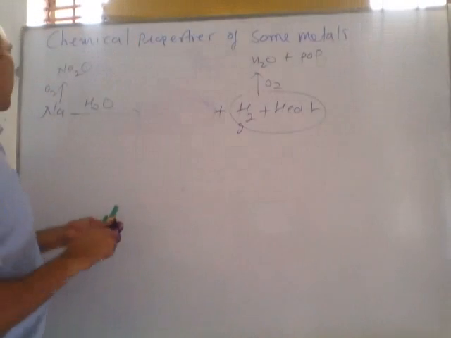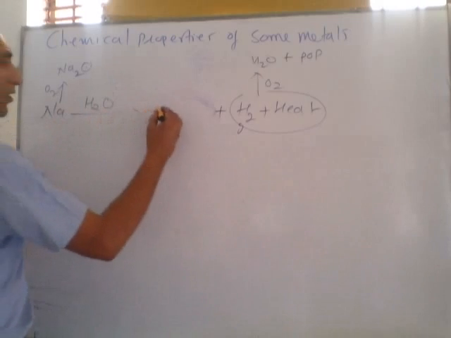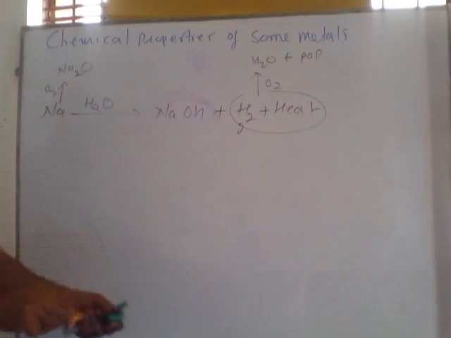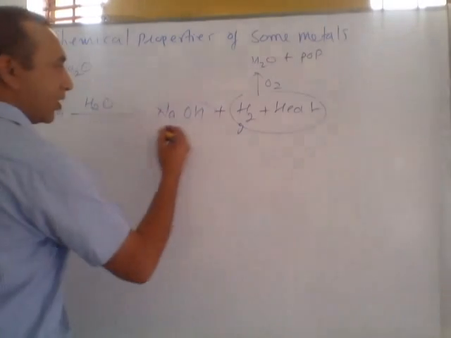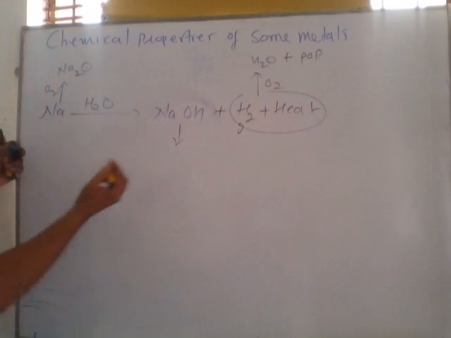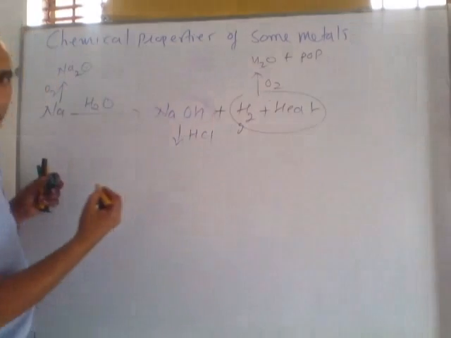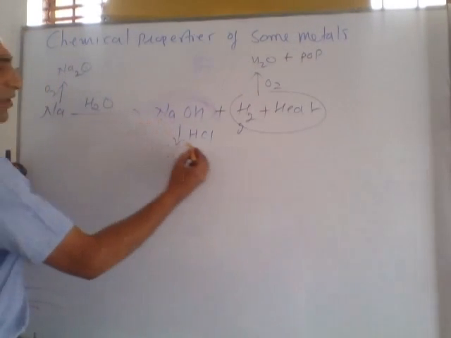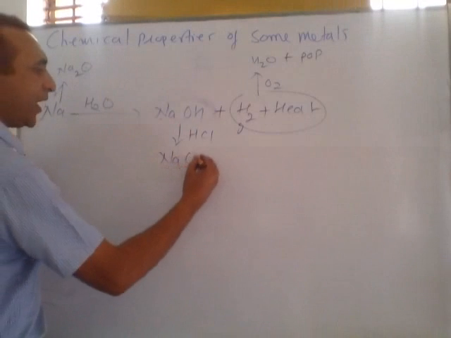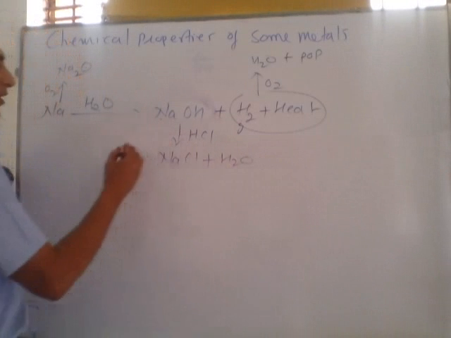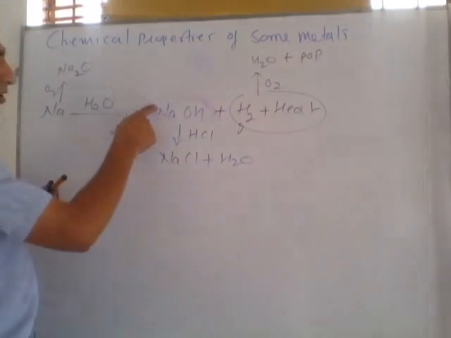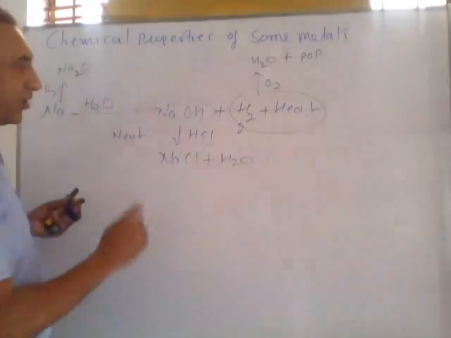If we take sodium, then NaOH, sodium hydroxide, is formed. If with sodium hydroxide we pass HCl gas, you know this is base, this is acid. When base and acid react together, then salt is formed, NaCl salt along with water. This reaction is called neutralization reaction. The definition of neutralization: when base reacts with acid, then salt along with water is formed.